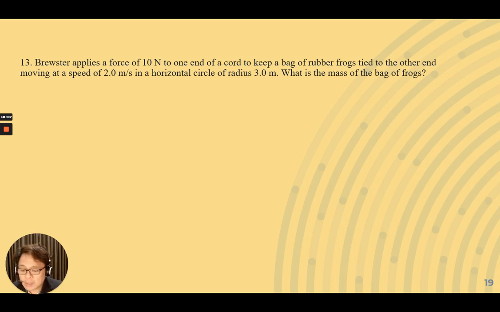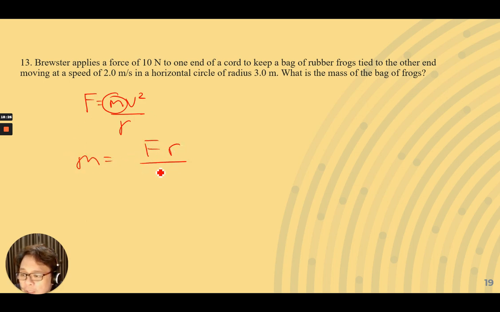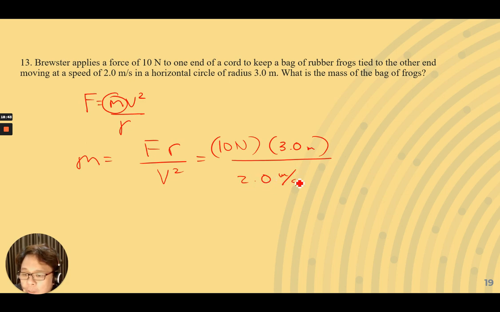Okay, so ang hinahanap dito yung mass, no? So yung F equals mv squared over r, we have to do a formula transformation for that. So the mass is equal to F times r divided by v squared. Okay, so 10 newtons ang ginamit na force na inapply ni Brewster. The radius is 3.0 meters and the speed 2.0 meters per second. And then we square this.